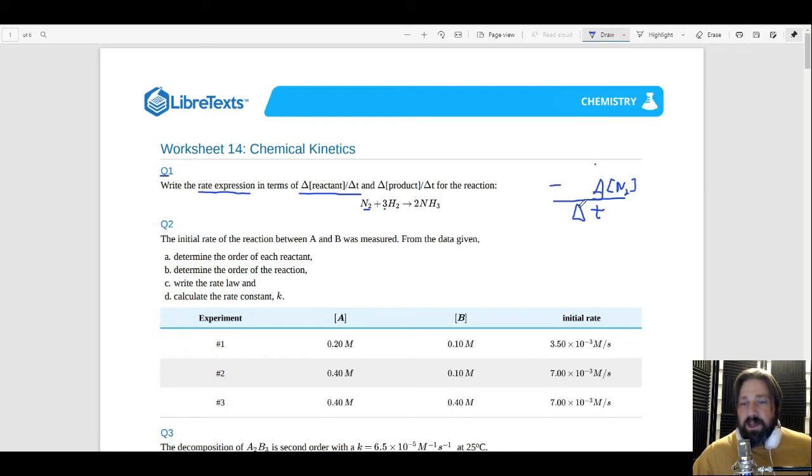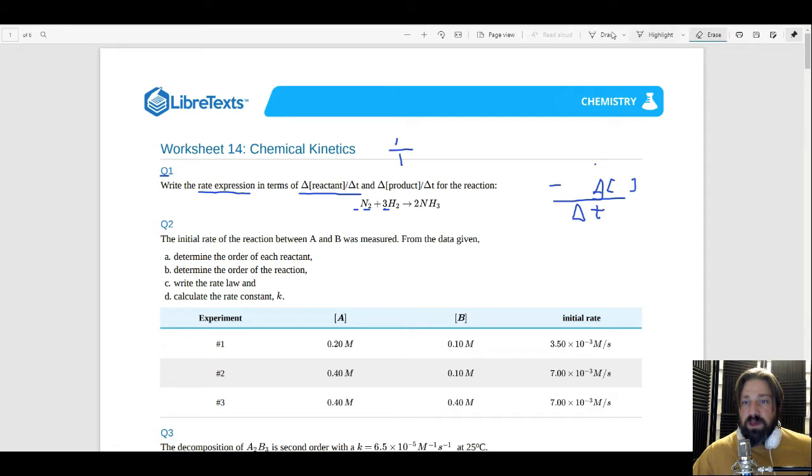So we need to flip the reactant and put a negative sign there, and that's it. If it's a product, it's going to be a positive. If it's a reactant, negative. Then the next thing is the coefficients. So basically, you're going to take the reciprocal of the coefficient. For nitrogen, it's 1. 1 over 1 is 1. I don't even need to put it in. We can just leave it like this.